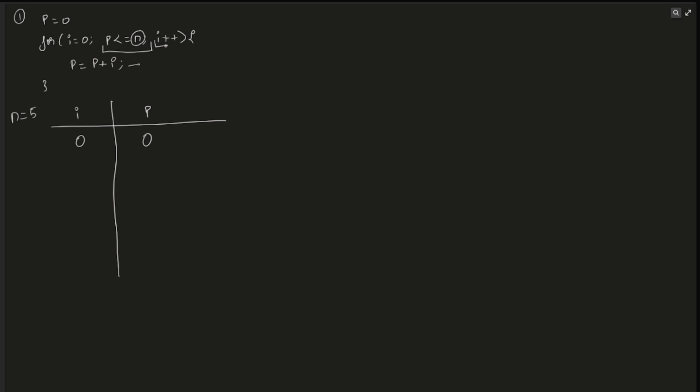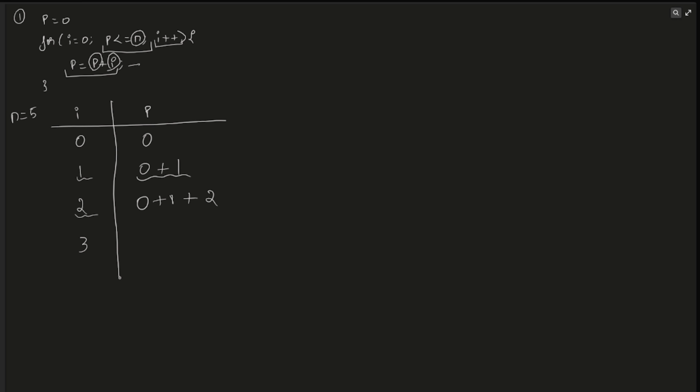Now the update statement of the for loop is executed. I gets incremented to 1. 1 is less than or equal to 5, which is true. Now the statement inside the for loop gets executed. We are taking the current P and adding I to it. Current P plus what is I? 1. Now I gets incremented to 2. 2 is less than or equal to 5. Take current P, which is 0 plus 1, and add I to it.